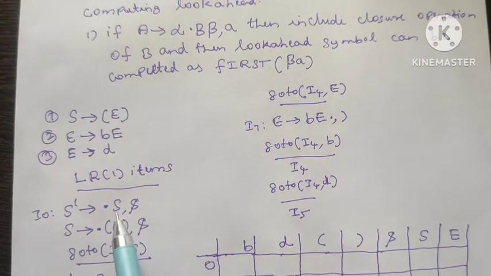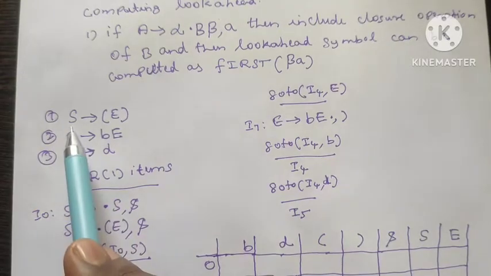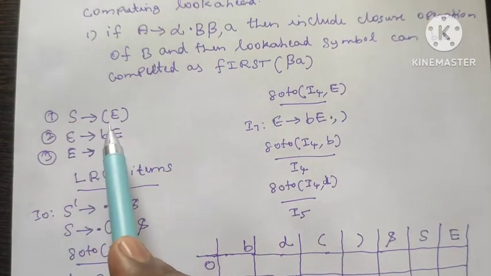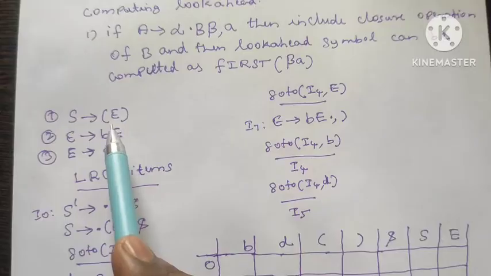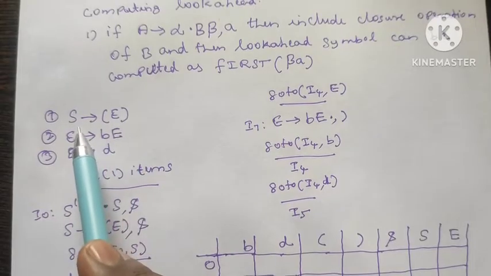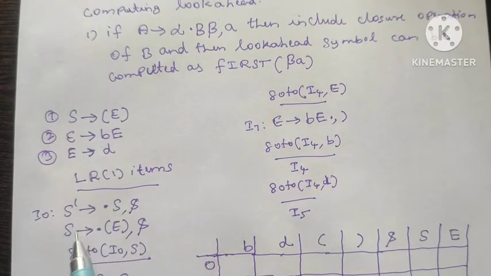Now to find the closure operation, what do we have to do? The dot is before S, and S is a non-terminal, so we have to introduce all the productions for S. We have one production for S. What is the production for S? S tends to open bracket E close bracket. E has to be flanked by open and close brackets. So that is the only production for S, and we introduce it as S tends to dot open bracket E close bracket here.